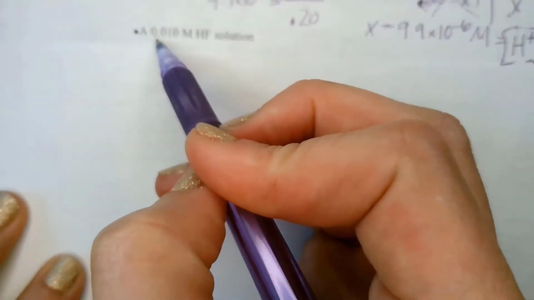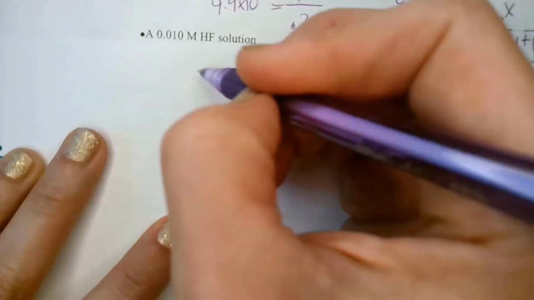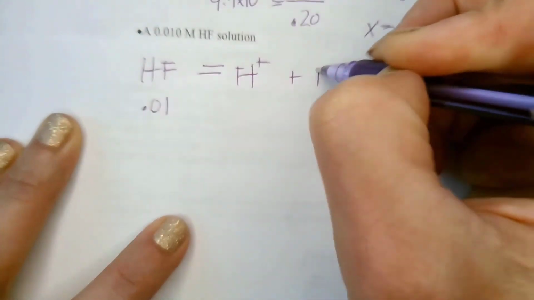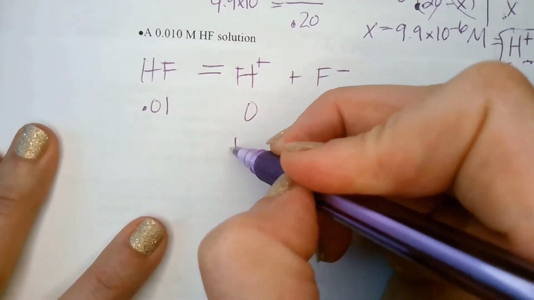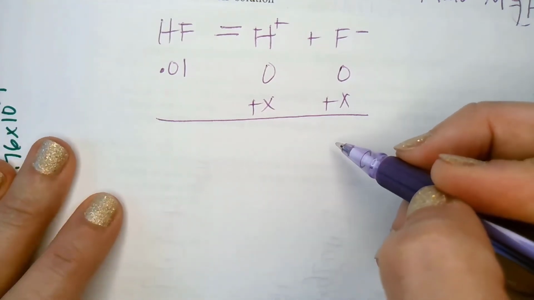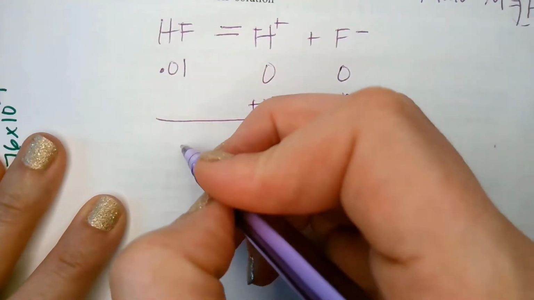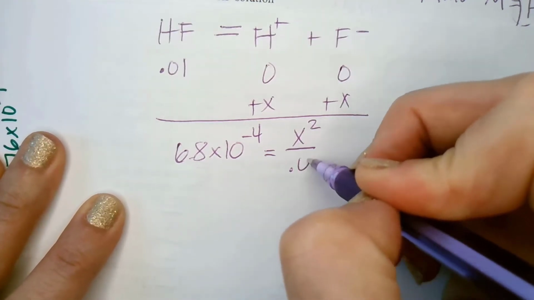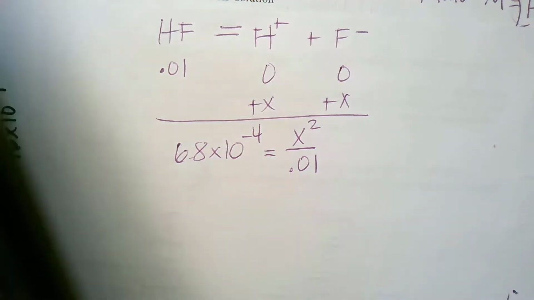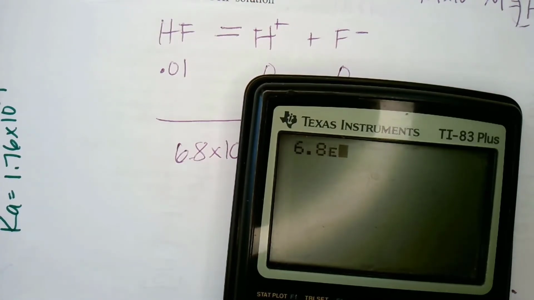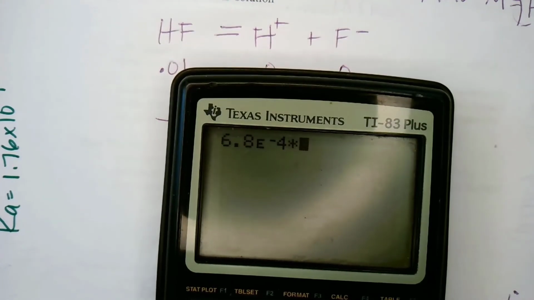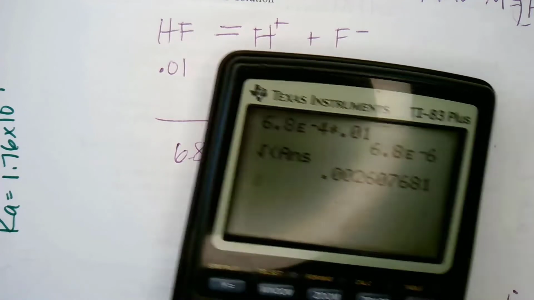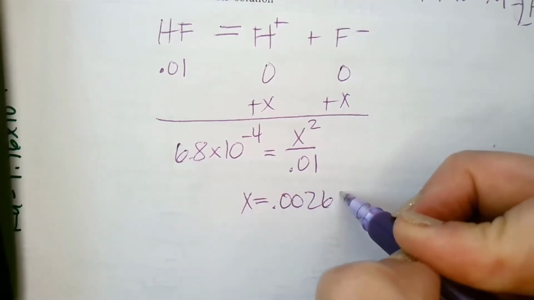Now let's look and see what happens when we dilute this. If we diluted and went from 0.1 molar to 0.01 molar, let's see what that does. So again, we know our initial of 0.01. And again, we still know 0, 0 here. We're still changing by X. So we can set up our same setup. We can say our Ka of 6.8 times 10 to the negative 4th is equal to X squared over 0.01. And let's see what that gets us. 6.8 times 10 to the negative 4th times 0.01, and then take the square root of that, we would get 0.0026 molar for our H plus.